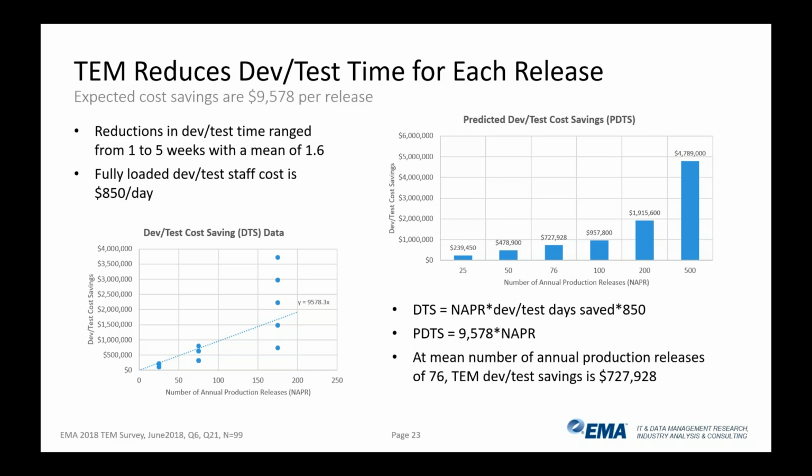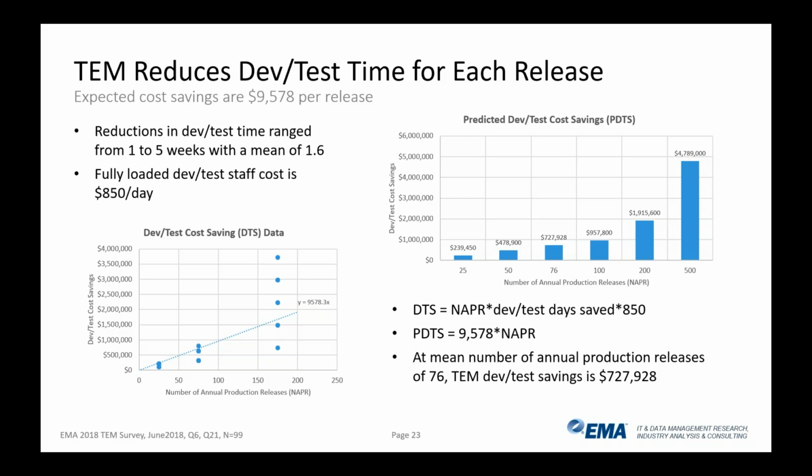So the predicted cost savings was related to the number of annual production releases, and the cost benefit here can be seen in the upper right-hand chart, as I mentioned. The mean number of annual production releases was again 76. That translates into a developer dev test cost savings of just over $725,000. So as you can expect here, this idea of savings in dev test time was a major component of the overall cost savings model.